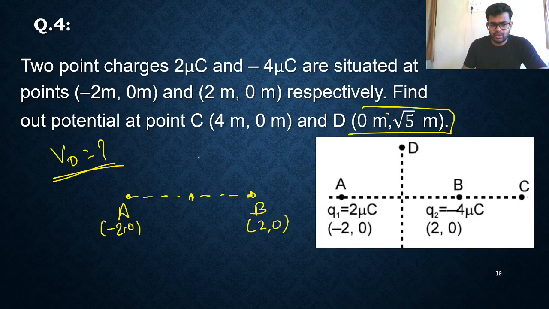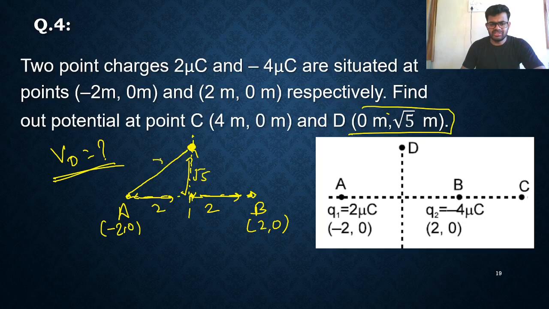Which means it is on the y-axis. So I am taking this point 0 comma root 5 here. This length is root 5, this length is 2, this length is also 2. So how to find potential? For potential we need to take this distance, this is R, and for this we need to take this distance, this is R.